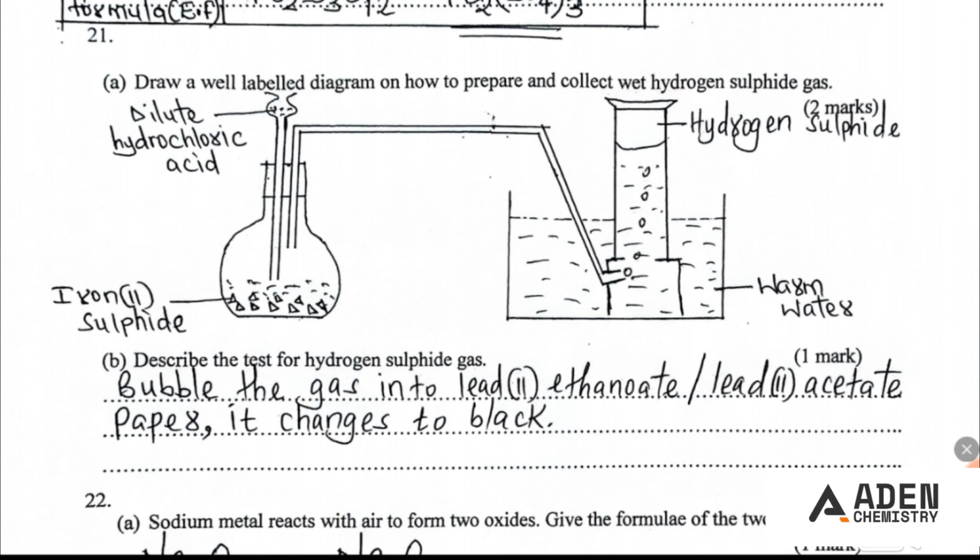In part A, we have used dilute hydrochloric acid in a dropping funnel. This is a dropping funnel. We are supposed to have the tap. Then we have iron 2 sulfide as our solid there. We have a delivery tube. Then we collect that hydrogen sulfide gas over warm water because we said it is soluble in cold water. So part B, to describe how to test hydrogen sulfide gas, we bubble the gas into lead 2 ethanoate or lead 2 acetate paper. Then it will change to black, and that's due to the formation of lead 2 sulfide.